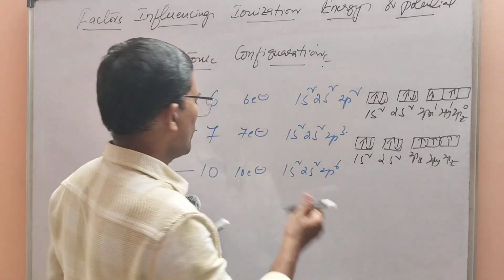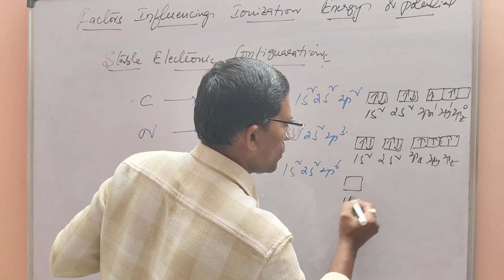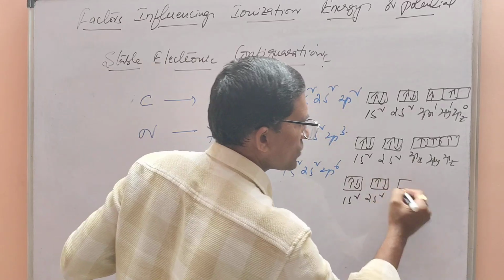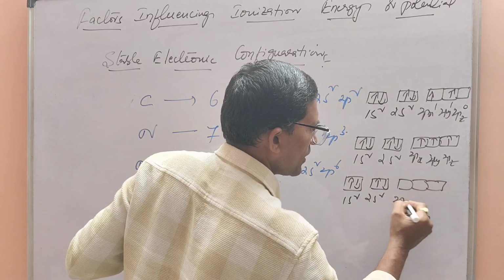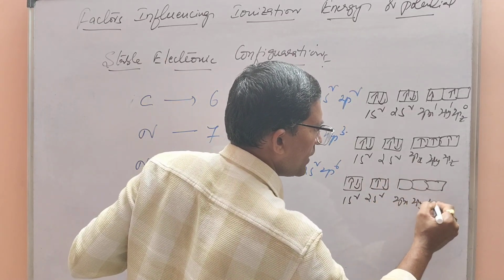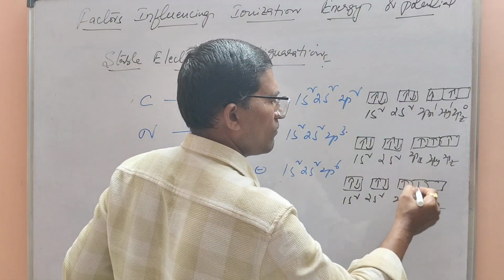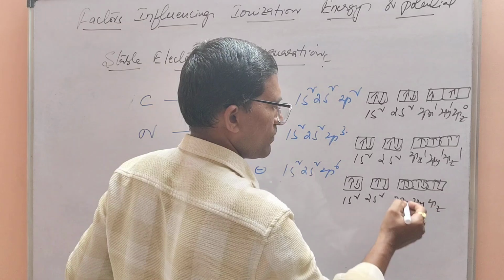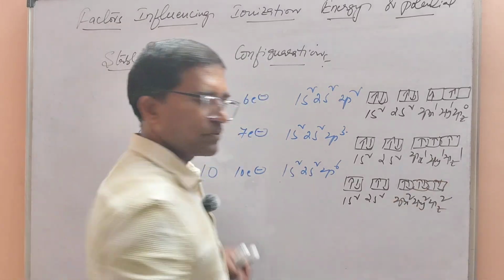Next element is neon. So 1s2, 2 electrons, 2s2, 2 electrons. In p, we have 2px, 2py, 2pz with 6 electrons, first 1, 1, 1 based on Hund's rule, then only the pairs. So here it is 2px1, 2py1, 2pz1, then 2px2, 2py2, 2pz2.